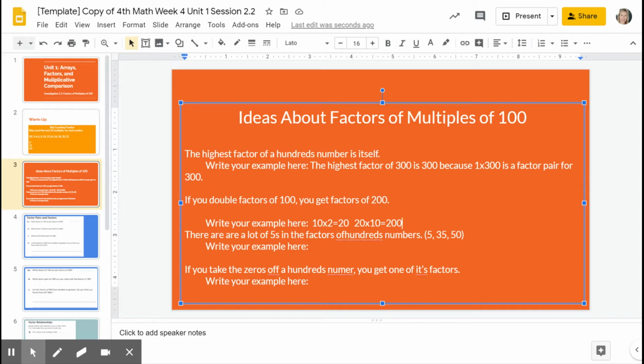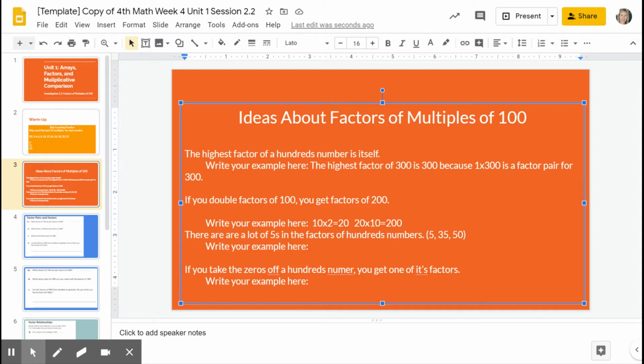Interesting, right? If you double the factors of 100, you get factors of 200. So that's true. Your example could be written like this, just showing the work. Pick another factor of 100. Even if you need to go back to the slides from yesterday where you found all the factors of 100, use one of those, or you can probably just think of one.